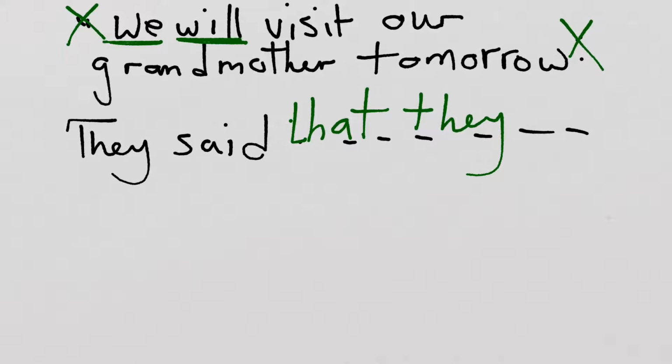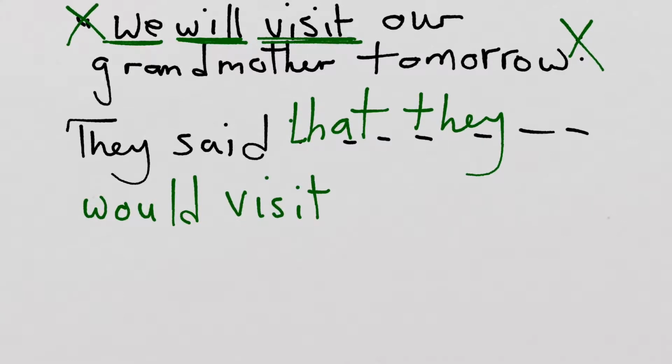Will, this is the auxiliary verb, you have to change it into would. Visit, you will never change it into the past, because will, would, can, could, and so on should be followed by an infinitive verb, so it will be visit as it is. We are not going to change it. Pay attention to that. Then we have here the word our. Our is a possessive pronoun. For example, if you have our, if you have my, these are possessive pronouns.